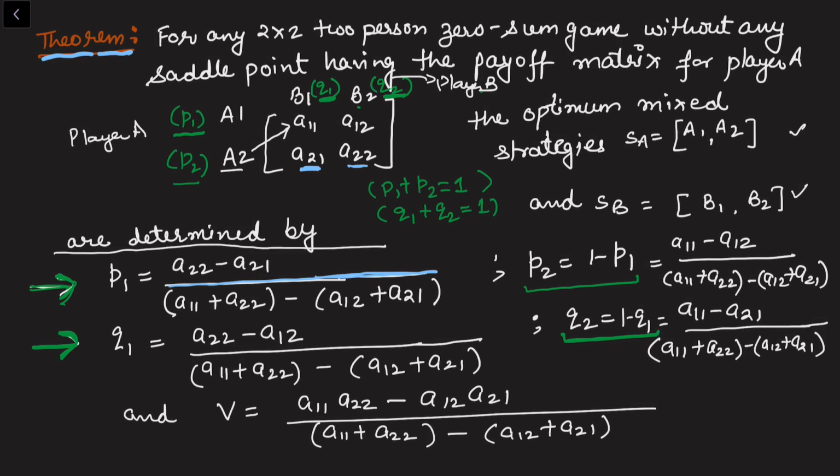So for A2, that means player A comes with probability P2, and we calculate P2 as 1 minus P1. For this I will be doing A11 minus A2. So this is subtracted. I'm going to subtract these two quantities. While for A1 I'm going to subtract these two quantities, so it is the other way around. It is A22 minus A21.